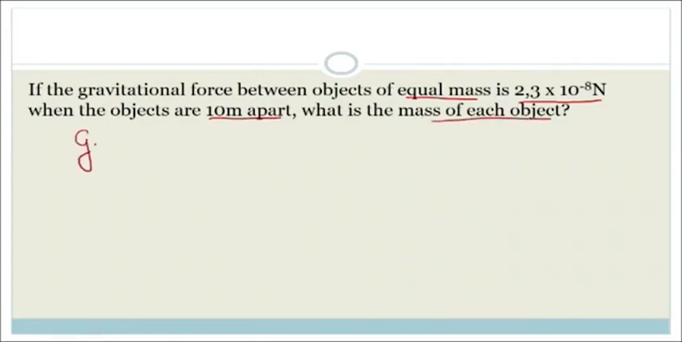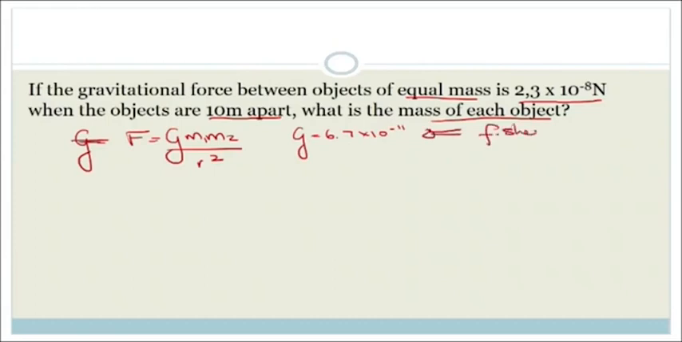Okay, so our formula is F is equal to big G, M1, M2 over R squared. The big G, remember, is 6.7 times 10 to the minus 11. And remember I said to you, you guys need to use whatever's on your formula sheet. The R is 10. The force is 2.3 times 10 to the negative 8. And they want the mass of each object, but they're the same. So do you agree that M1 is going to equal M2, which you can just say is M?